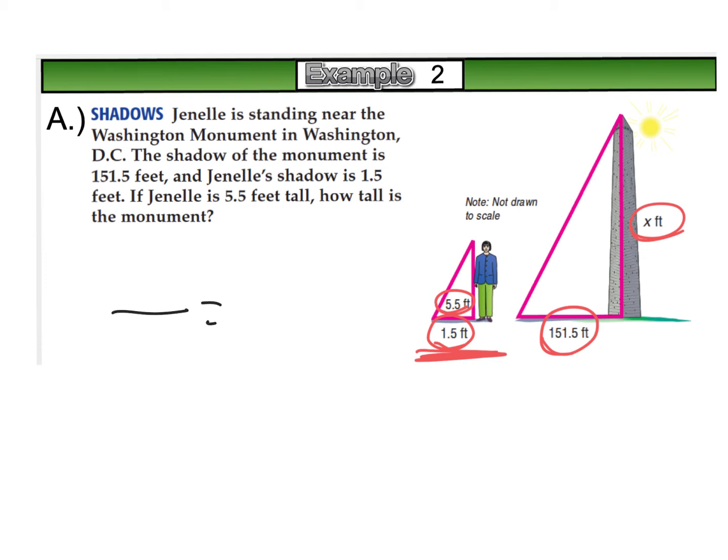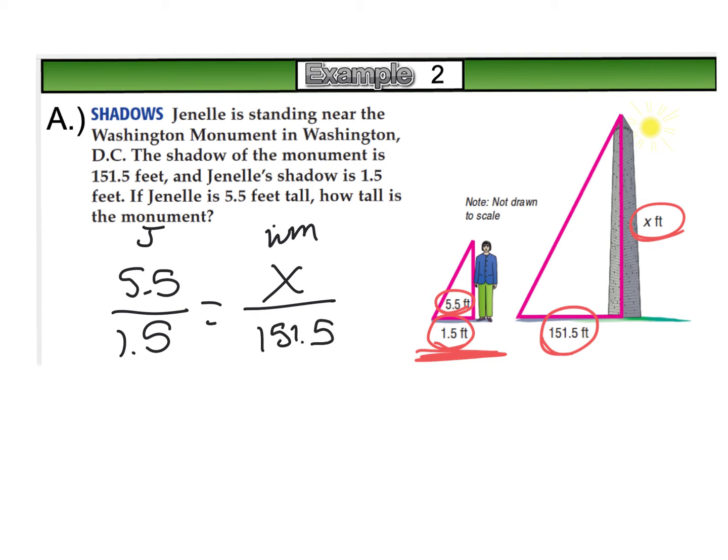So let's set up our proportion. This first one will be Janelle. This is her height compared to her shadow. Now we'll do the Washington Monument. We're going to do its height, which we don't know. That's x, to its shadow, which is 151 5/10.